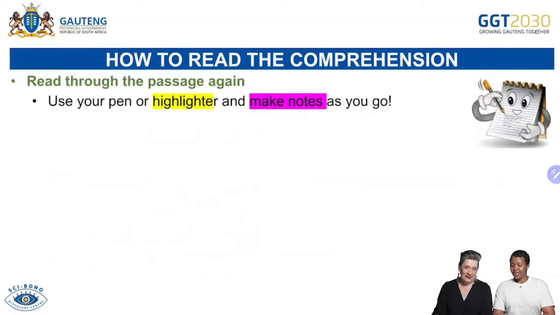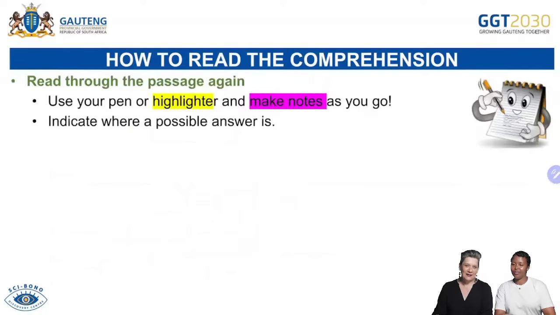So after you've done this, remember, you now know exactly what the questions are. You need to go back and read the passage again. In this case, you'll have your pen or your highlighter in your hand, and you'll make notes as you go. So when you're reading and you suddenly think, oh, this is a place where I find an answer, highlight it immediately for yourself, or make a note to say, this might be the answer to question number 1. In that way, you get to know exactly where the answers are.